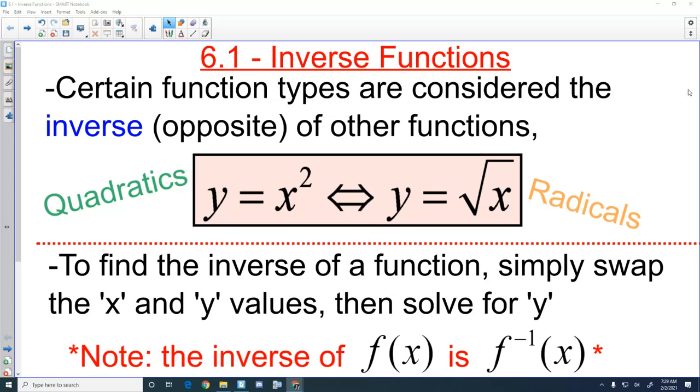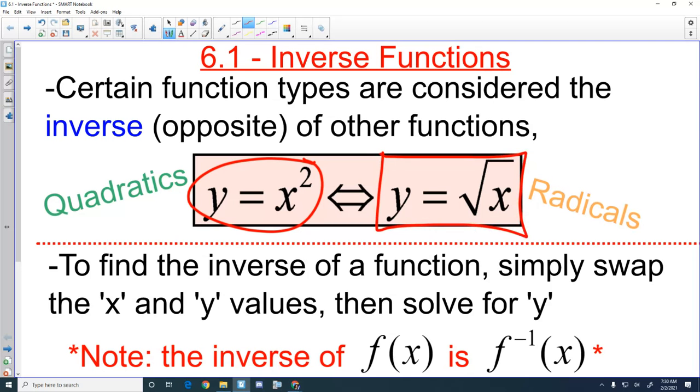So a very simplified example of an inverse function, you can see right here, y equals x squared. If this is a basic quadratic function, the inverse of that would be y equals the square root of x, because isn't squaring and square rooting, aren't those like opposite operations? They undo each other. And so because they're kind of canceling each other out, they're considered inverses of one another. So the radical function is an inverse of the quadratic function in a way.